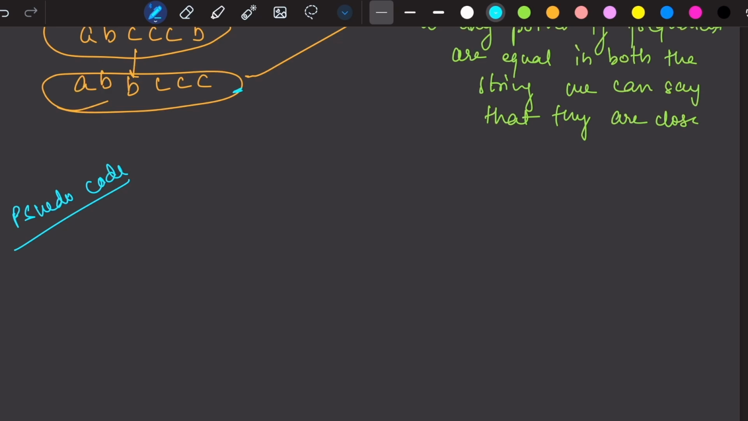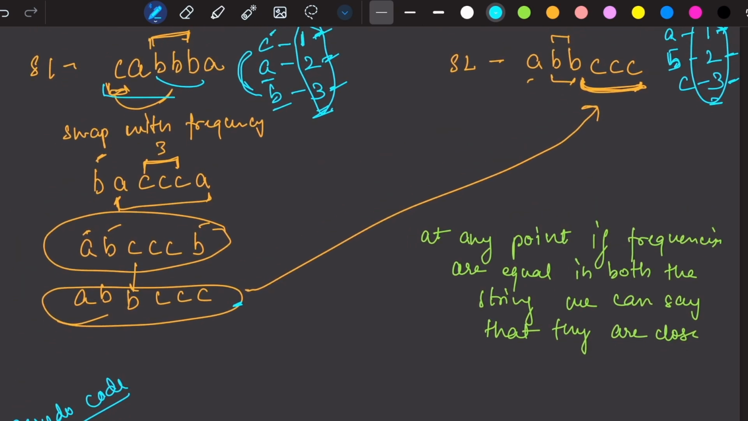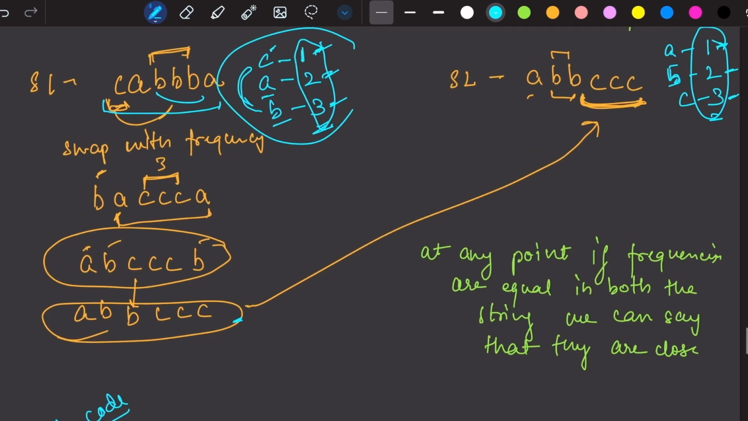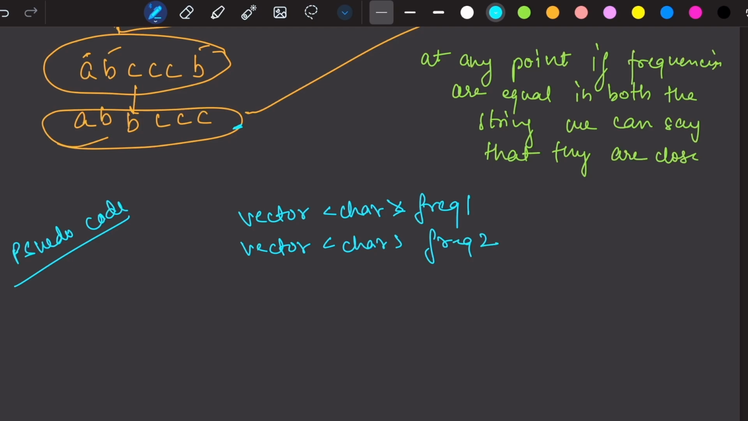So the pseudocode will be, first, what we need to do. We need to have frequency for this, as we discussed. So we need a frequency vector of characters, frequency 1, and a vector of characters, frequency 2.